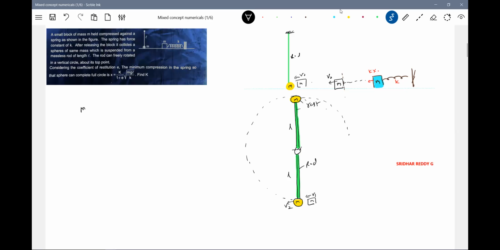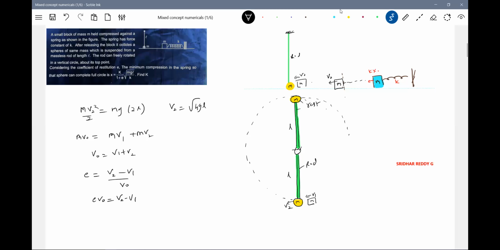Now we'll get into the calculation. So (1/2)mv2 square should be equal to mg 2L. So the required velocity should be root 4gL, not root 5gL. I think here again you go wrong. Then we'll go for the collision. Before collision, mv0. After collision, mv2 plus mv1. So v0 equals v1 plus v2. Coefficient of restitution: (v2 minus v1) by v0 equals e, so e v0 equals v2 minus v1.